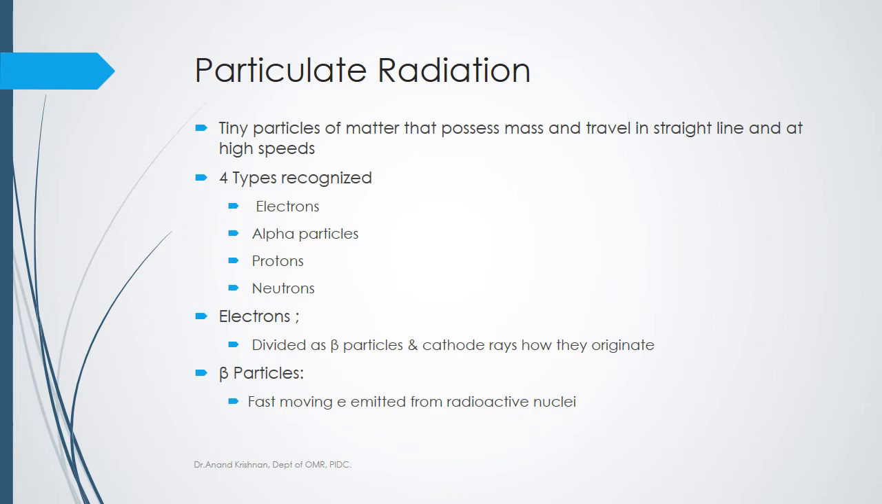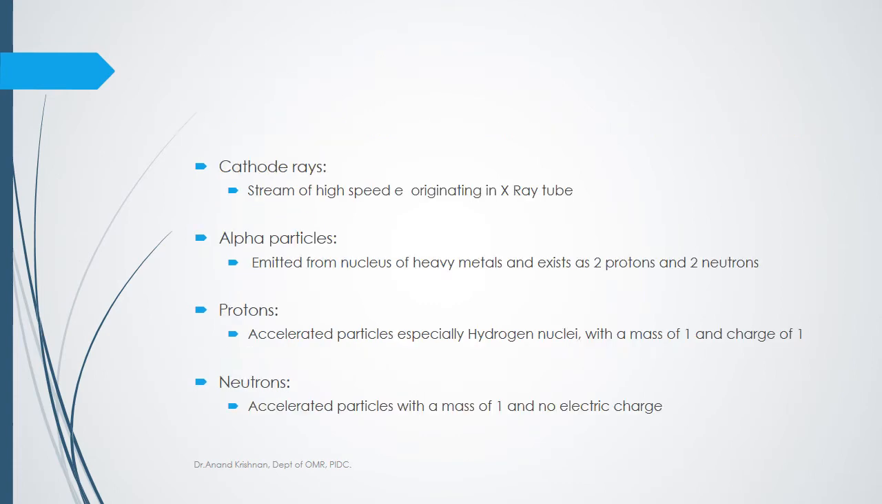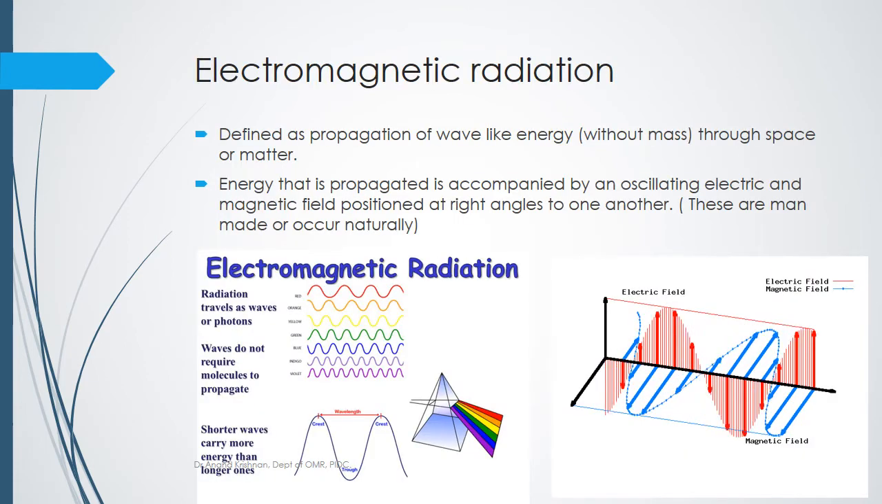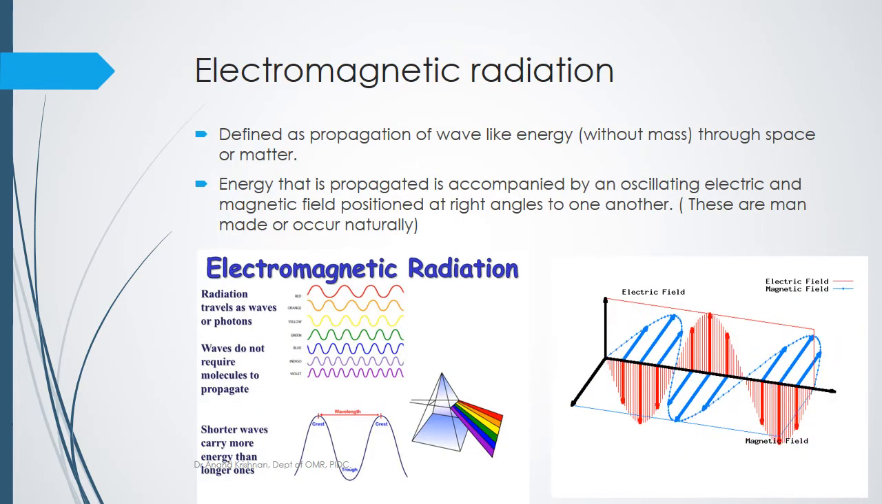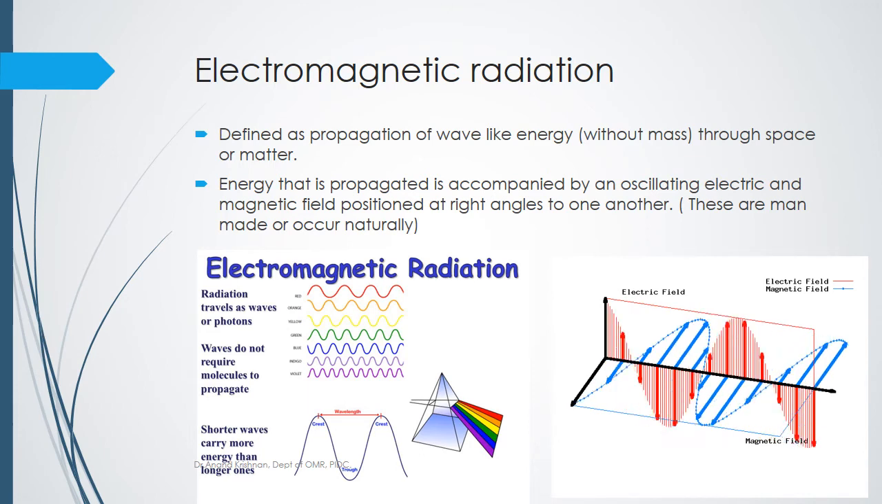Examples of particulate radiation are alpha particles, protons, beta particles, and neutrons. It can be either ionizing or non-ionizing radiation, depending on the energy or ability to penetrate when it comes to particulate radiation. Moving on to electromagnetic radiation.